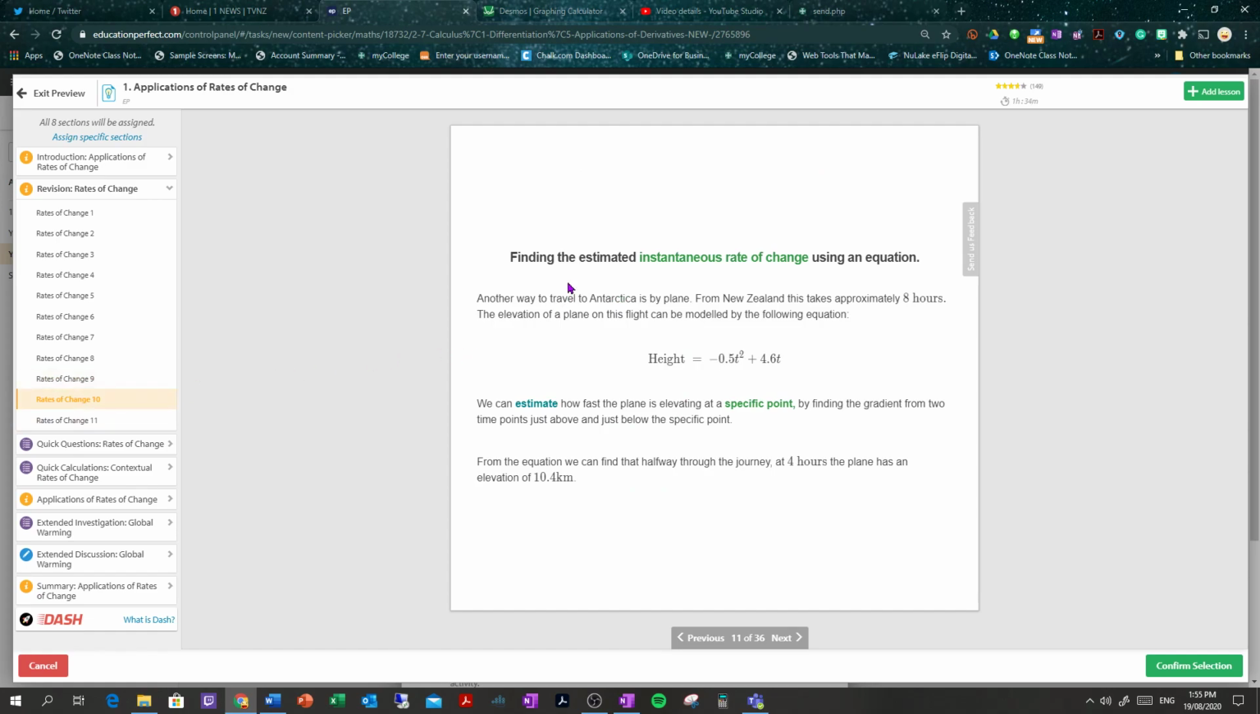However, we can also estimate that instantaneous rate of change using an equation. Another way to travel to Antarctica is by plane. From New Zealand, it takes approximately 8 hours. The elevation of a plane on this flight can be modeled by the following equation. We can estimate how fast the plane is elevating at a specific point by finding the gradient from 2 points just above and just below that specific point.